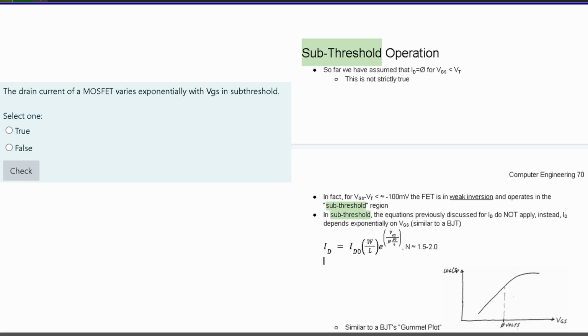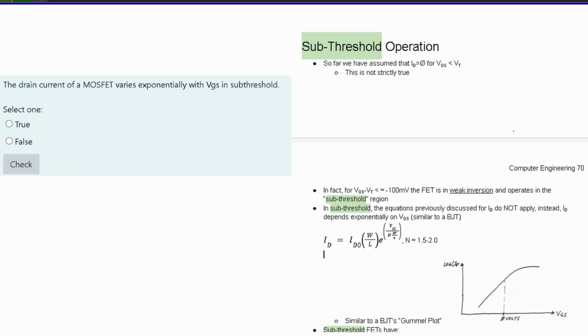The drain current of a MOSFET varies exponentially with VGS in the subthreshold. Now, is this true or false? Well, if we look at the notes that are in the description below the like button, we can have our subthreshold operation. And again, these are the notes. There's more in depth about this, so we're just going to go over this briefly.